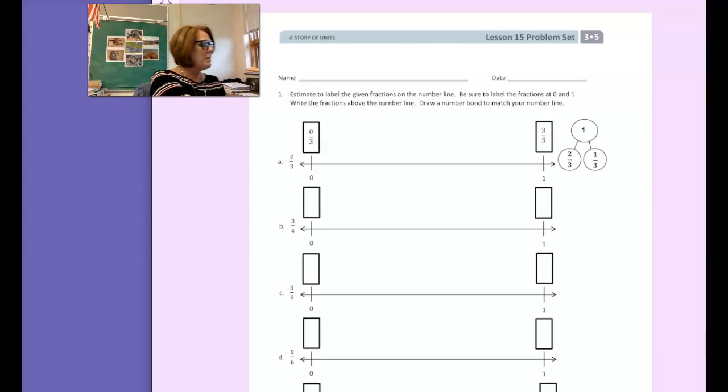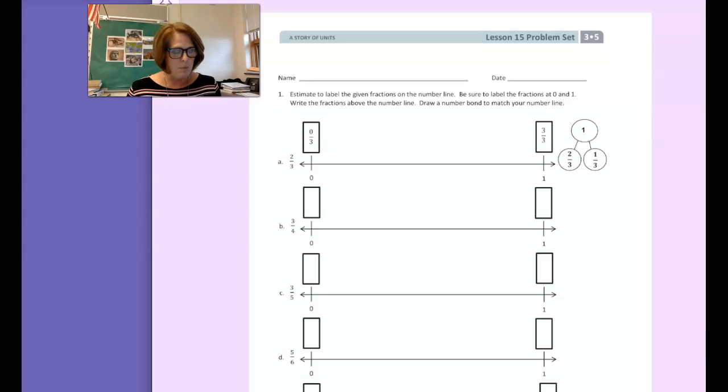Okay, we are moving right along with lesson 15 problem set, and this is talking about being able to place any fraction on a number line. So we're going to start with number one, and number one says estimate to label the given fractions on the number line. Be sure to label the fractions at 0 and 1. Write the fractions above the number line. Draw a number bond to match your number line.